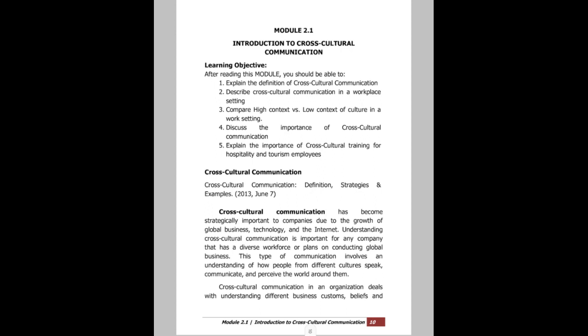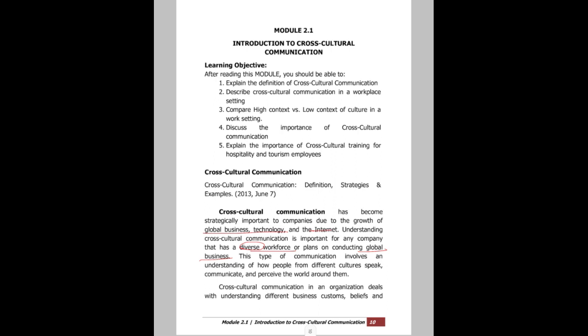Now, let's go to the other term, which is cross-cultural communication. As stated here, cross-cultural communication has been strategically important to companies due to the growth of global business, technology, and the internet. Understanding cross-cultural communication is important for any company that has a diverse workforce or plans on conducting global business. Nowadays, because of innovation, the growing population, high technology, and the use of the internet, cross-cultural communication is really important, especially if you are going to make your company turn into a global business.